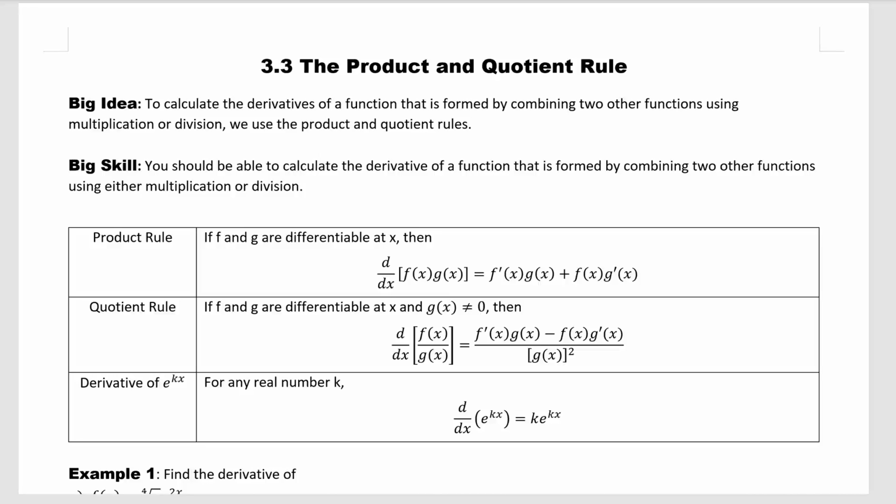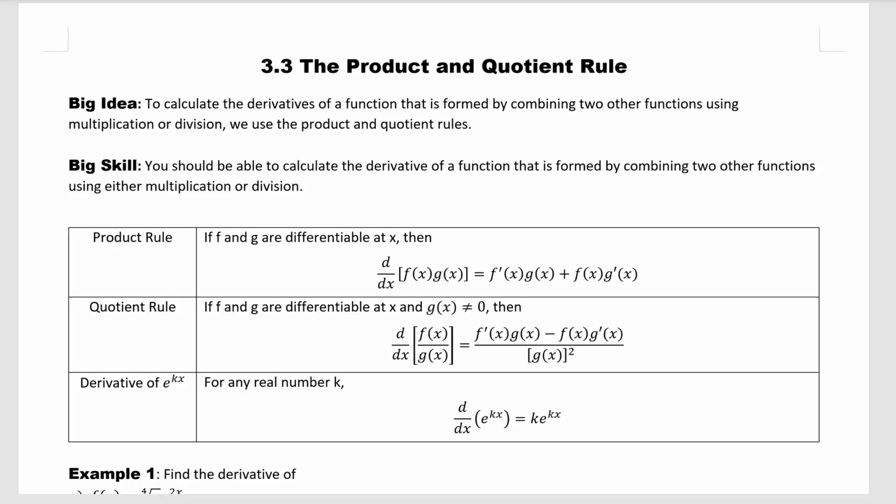So here we have the product rule. If f and g are differentiable, then the derivative of the product equals the derivative of the first guy times the second guy plus the first guy times the derivative of the second guy. Okay, so how do we prove the product rule? I'm going to prove it here.